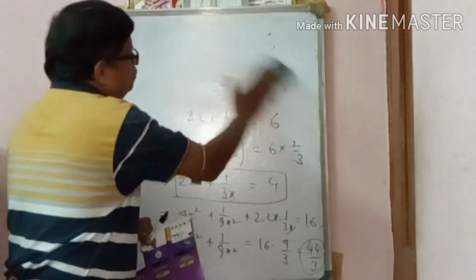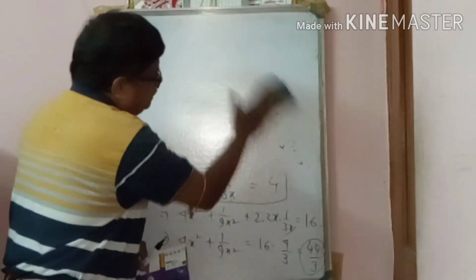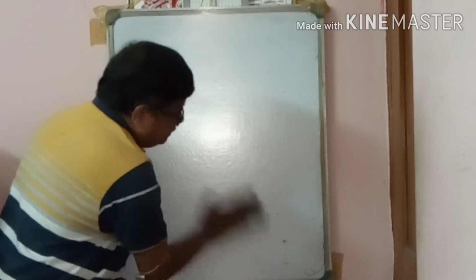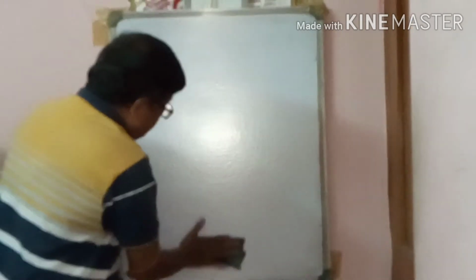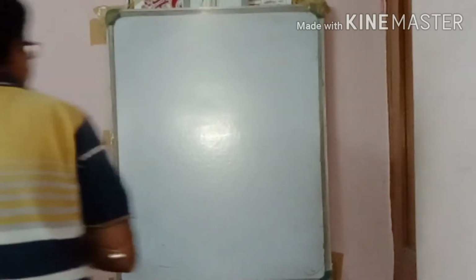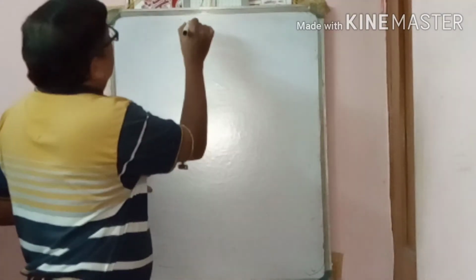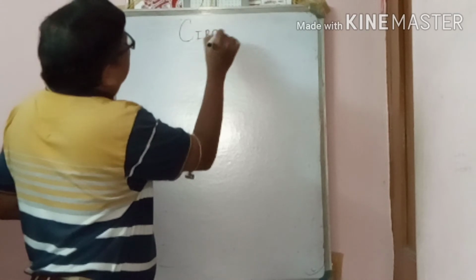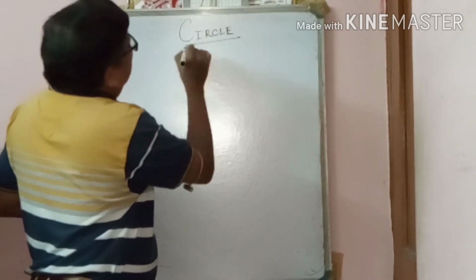Now I will discuss, I am explaining our half yearly portion. Look here. In the half yearly portion, circle is there.